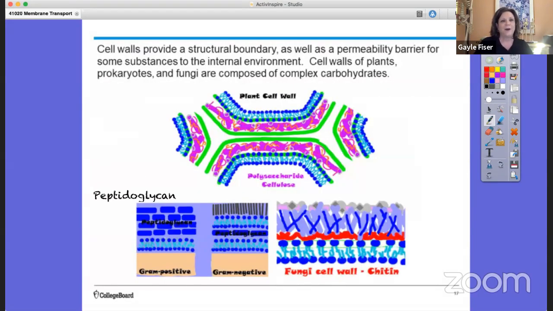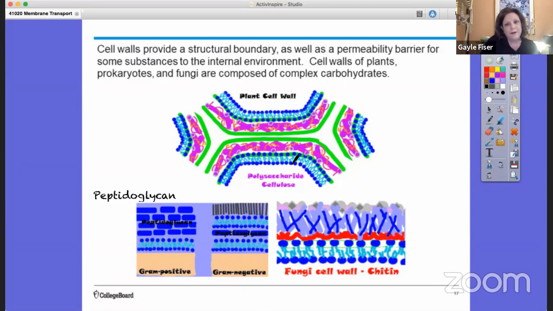All right, so cell walls provide a structural boundary as well as a permeability barrier for some substances to the internal environment. Cell walls of plants, prokaryotes, and fungi are composed of complex carbohydrates. So you can see here, let me get something you can see. All right, now let's do this.